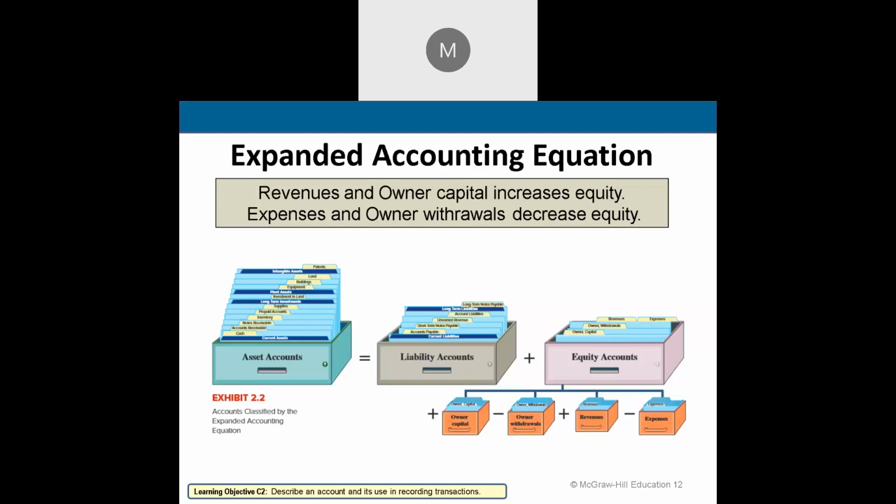Breaking the categories down even further, under liabilities, we have current liabilities and long-term liabilities. Current liabilities are what we expect to pay within 12 months or less. And long-term liabilities are greater than 12 months. That would be things like a mortgage or a car loan, a student loan, notes payable.